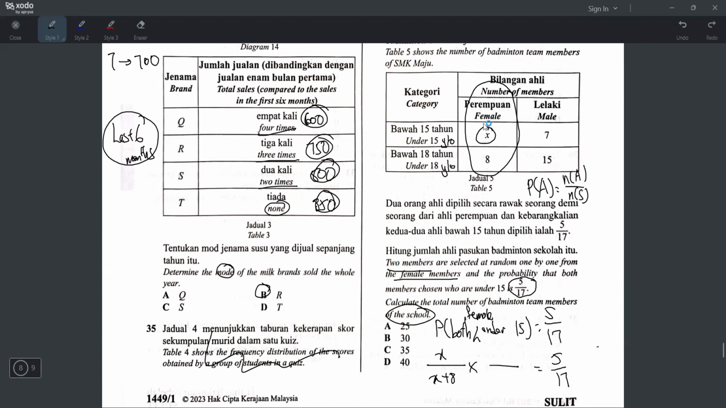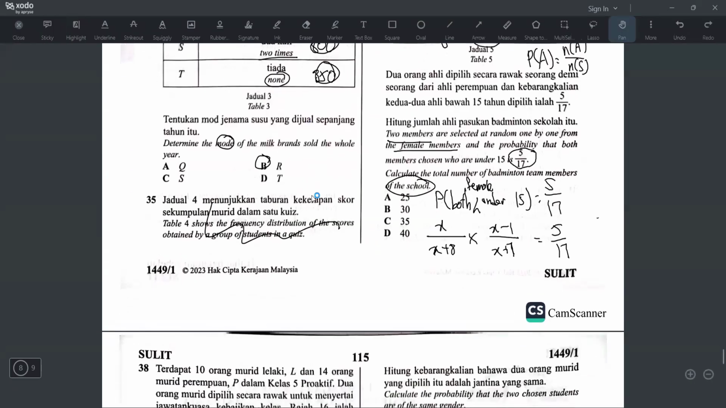Okay, but when you choose the second, your bilangan female sudah tukar already. It become X minus 1 already. Sebab you sudah choose first one keluar, so you kena tolak 1. And then the total also have to tolak 1. So the X plus 8 become X plus 7 already. You faham kan kenapa? Because the first selection, saya sudah pilih satu perempuan. So when I make the second selection, when I choose the second perempuan, jumlah dia sudah minus 1 lah. Sebab saya sudah pilih 1.